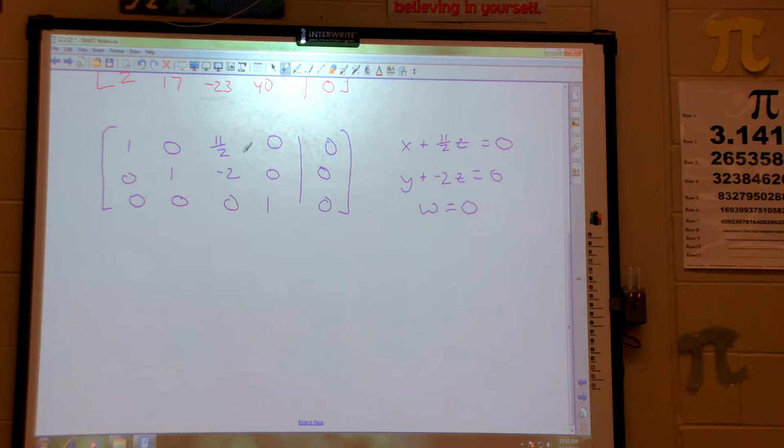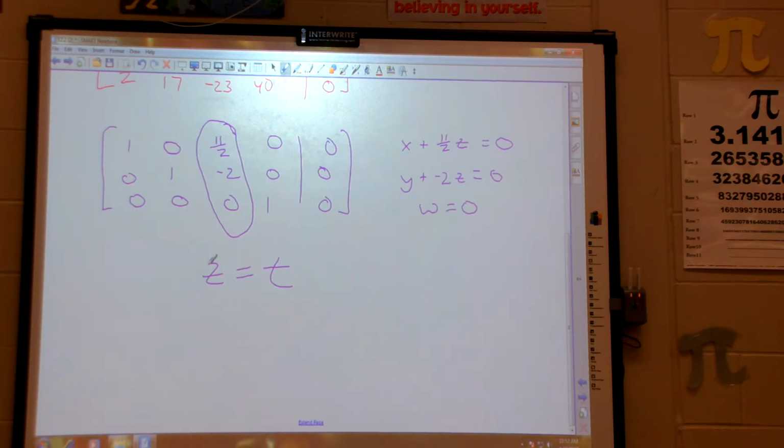That's exactly what we're going to do. Which column here is missing the leading one? What variable is that? Z. So I'm going to let Z be T. What I'm doing is introducing a parameter, is what it's called. Last year you should have touched upon something called parametric equations. We start those in calculus.